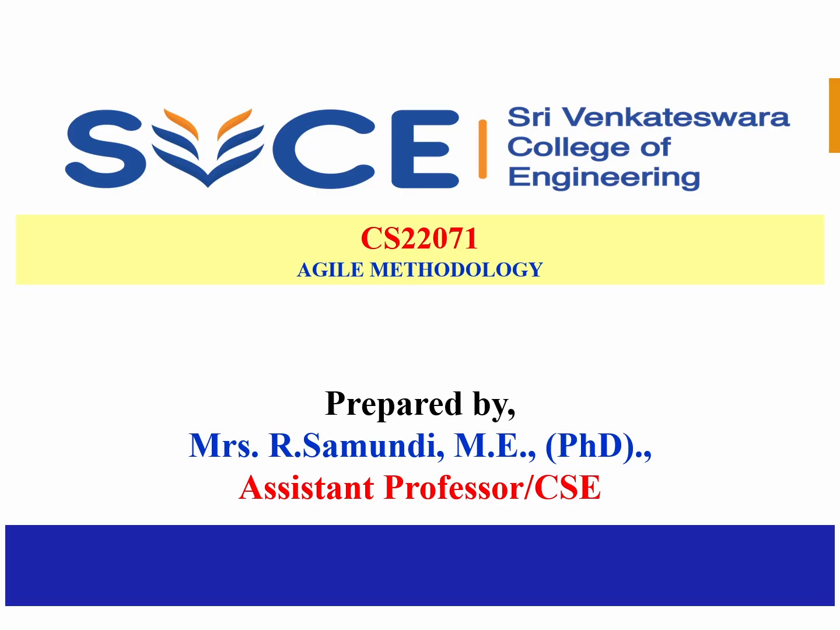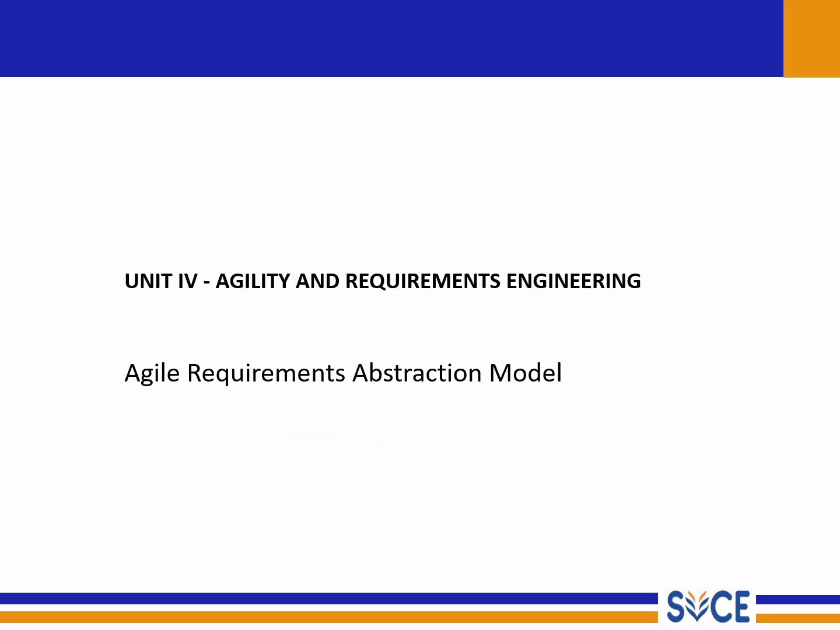Today we are going to see the topic Agile requirements abstraction model from Unit 4, Agility and Requirements Engineering. First, we need to understand what the Agile requirements abstraction model is. This helps teams organize and manage requirements clearly, from the big picture to small details. This model has three main levels.